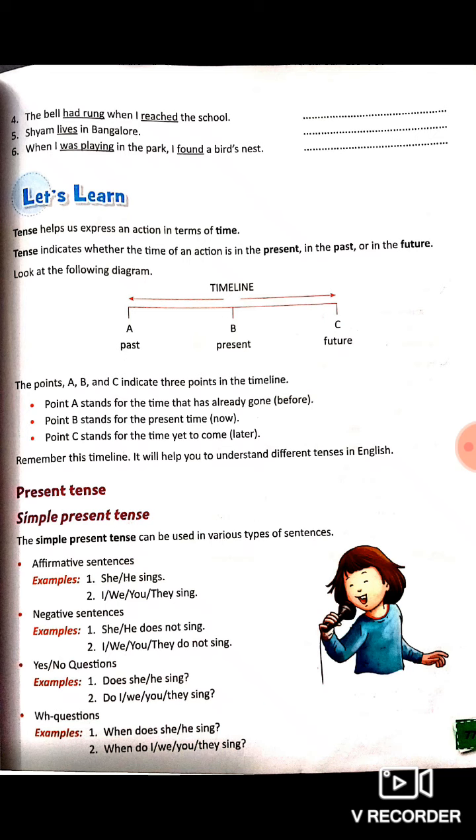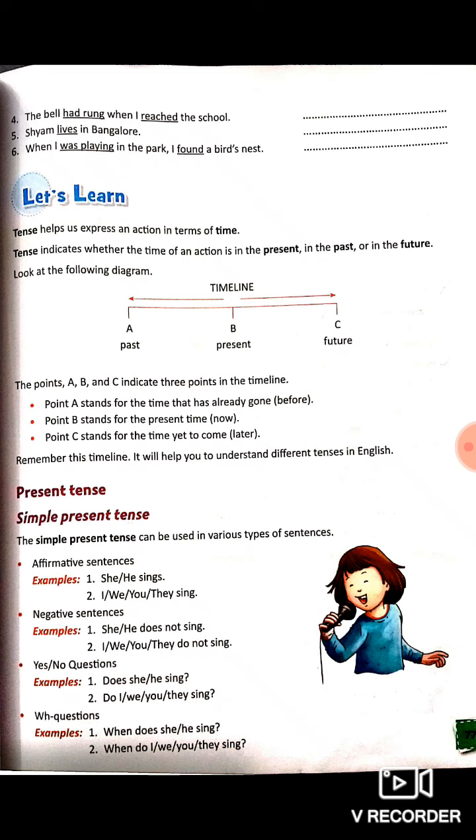Remember this timeline when you try to use correct verbs according to the time which is indicated by the meaning of the sentence. Now simple present tense, children, let's begin with this. Simple present tense can be used in various types of sentences. It can be used in affirmative sentences, negative sentences, yes no questions or WH questions also. For example, in affirmative sentences, he or she sings, I, we, you, they sing.